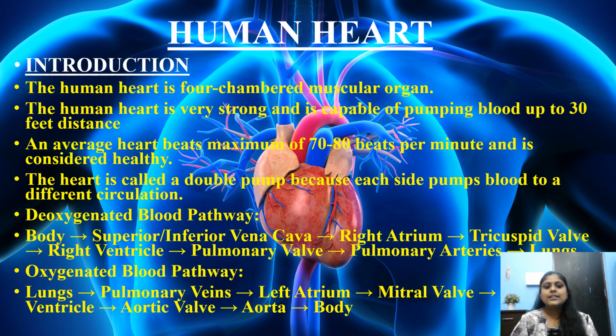Now let us see the pathway of deoxygenated blood. From the body, it passes to the superior or inferior vena cava and passes to the right atrium, then tricuspid valve and right ventricle, pulmonary valve and pulmonary arteries, and finally reaches the lungs. Now let us see the pathway of oxygenated blood. From the lungs, it passes to the pulmonary veins and left atrium and mitral valve and passes through the left ventricle and aorta and finally reaches all parts of the body.